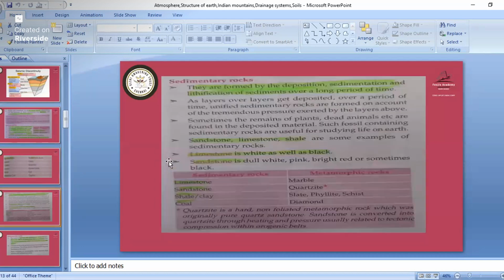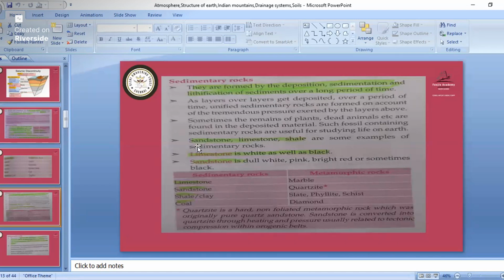Okay, now we'll see about the sedimentary rocks. Sedimentary rocks are formed by the deposition, sedimentation, and lithification of sediments over a long period of time. So what happens? From igneous rocks, they change into sedimentary rocks. Due to deposition, sedimentation and lithification, they change into the sedimentary rocks.